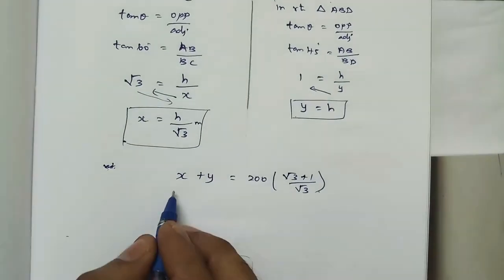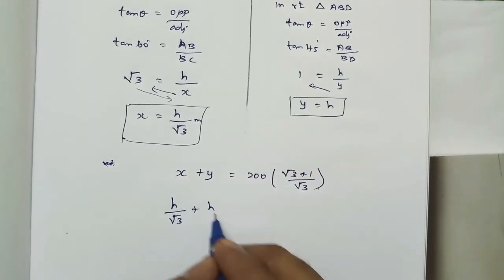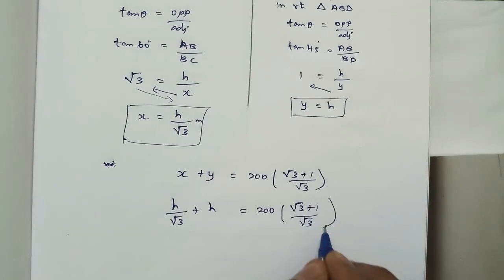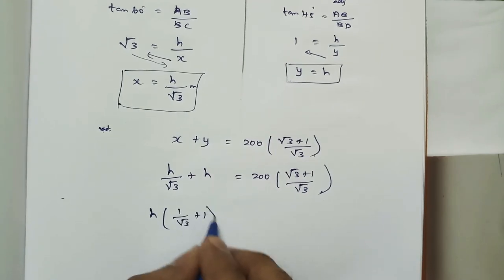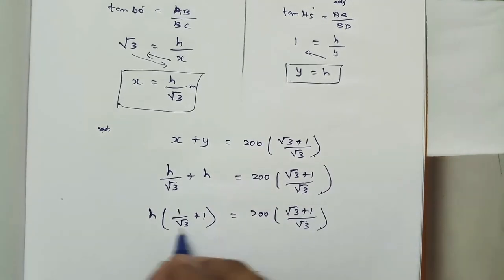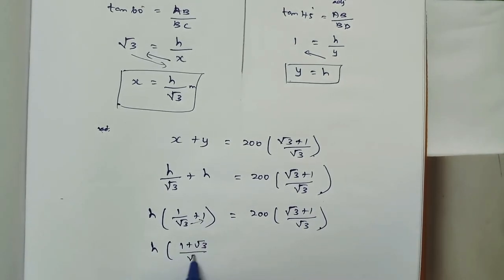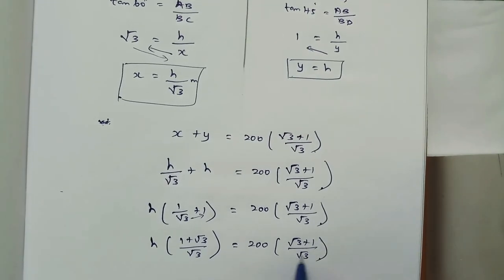Now we know the value of x and y. Just substitute and simplify. What is the value of x? That is h divided by root 3, plus h is equal to 200 into (root 3 plus 1) divided by root 3, right? Now take h alone commonly outside. So h into (1 by root 3 plus 1) is equal to 200 into (root 3 plus 1) divided by root 3, right? Now just simplify. H into (1 plus root 3) divided by root 3, cross multiplied, is equal to 200 into (root 3 plus 1) divided by root 3, right? Now see that on the LHS and RHS, (1 plus root 3) by root 3 and (root 3 plus 1) by root 3 are both the same, right?